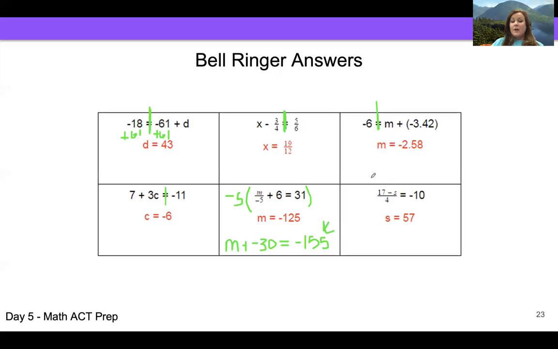Same thing over here. Let's multiply both sides by 4 to get rid of that divided by 4. So now I'm left with S17 minus S is equal to negative 40. I like that much better, much better. And again, then you can solve for S.